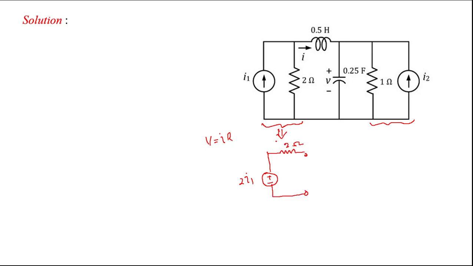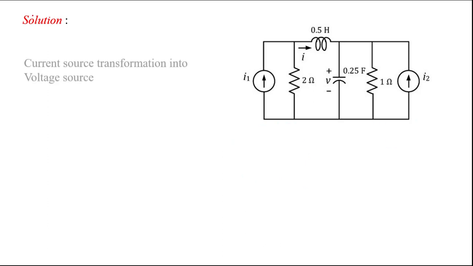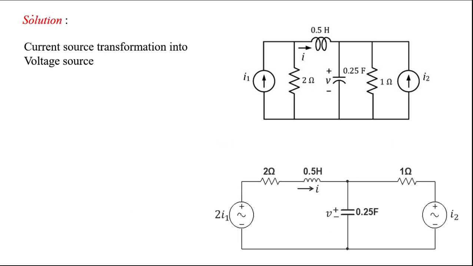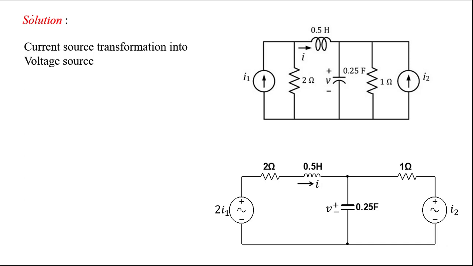So this current source transforms into a voltage source, and in the same way we will transform the other current source into a voltage source. As shown in the figure, this is the voltage source converted from the current source, and the same here is the transformation of the current source into a voltage source.